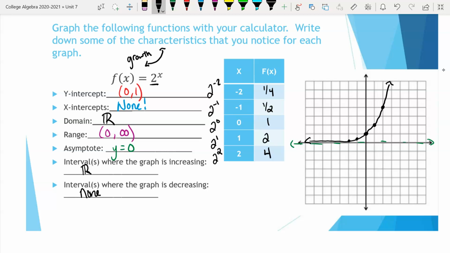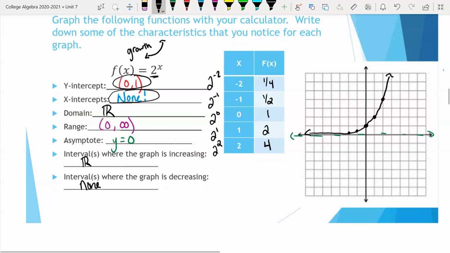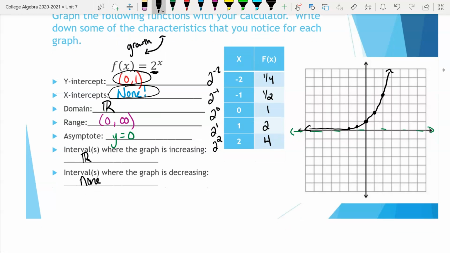Some key things you need to know is if it's 2 to the x, your y-intercept is very important to know, and knowing that it doesn't cross the x-axis is pretty important. And that'll change depending on whenever we do our transformations later on in the lesson. But those are the big things I really want you guys to focus on. And that it's a growth equation.